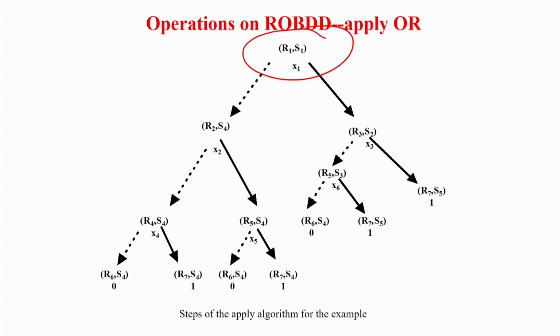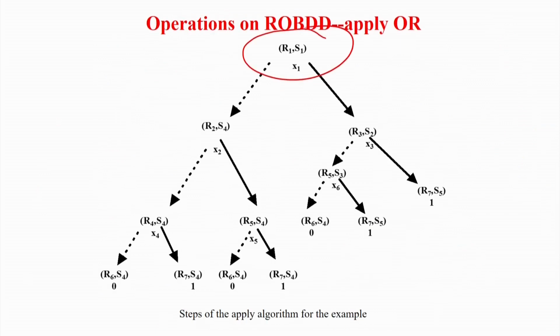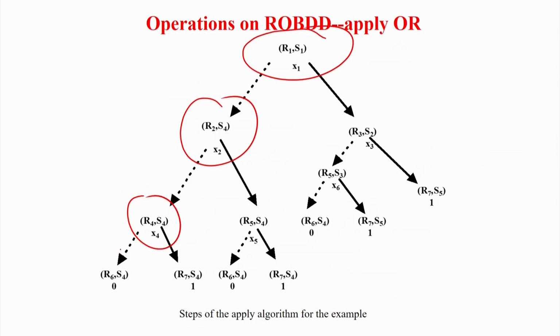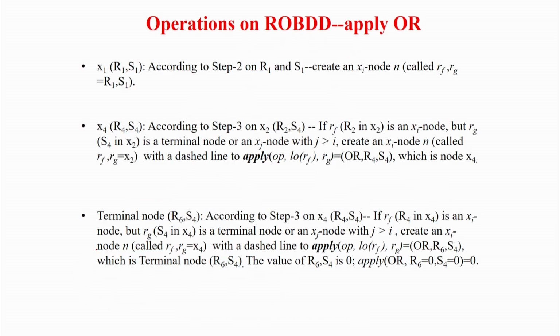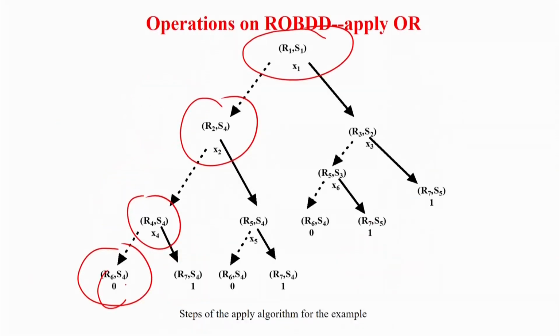So R1 and S1. Then next is R2 and S4. So this basically is the tree. R2 and S4. Then again this one is R4 and S4. So as I told you, this is R4 and S4, and then finally R6 and S4. Now the levelization happens. By chance both are terminal nodes, so 0 and 0, the answer is 0.